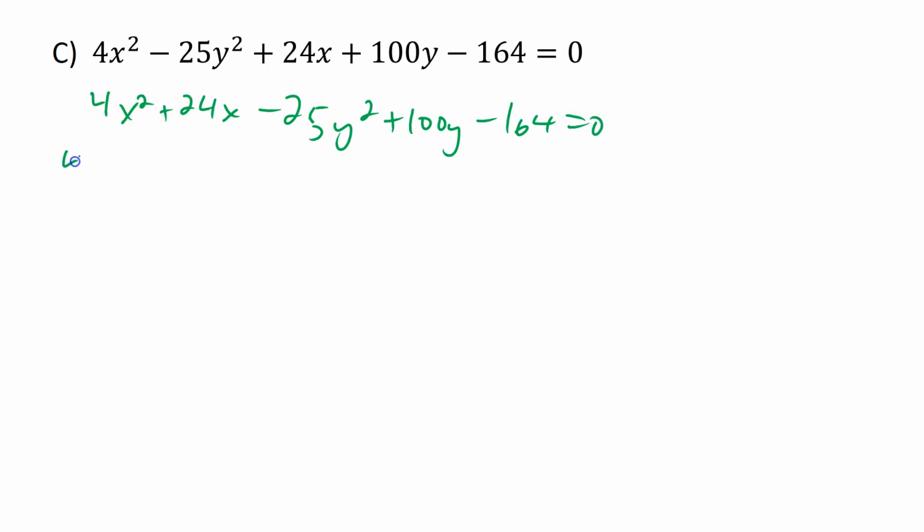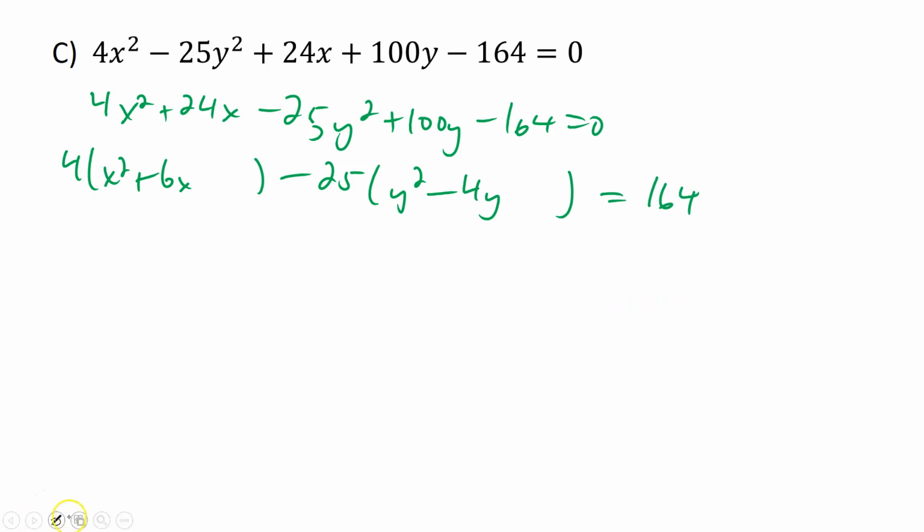So let's get all the x's grouped, and they are, and so we're going to pull out a 4. So I pull out a 4, I'm left with x squared plus 6x. Going to leave a blank there, because that's where we'll complete the square. Now what am I pulling out from the y's? I'm pulling out a negative 25. And I'm left with y squared minus 4y. Leave a blank there, and then we'll move the 164 to the other side.